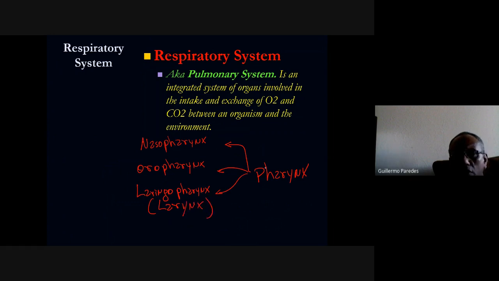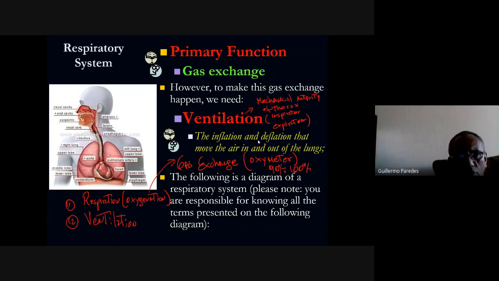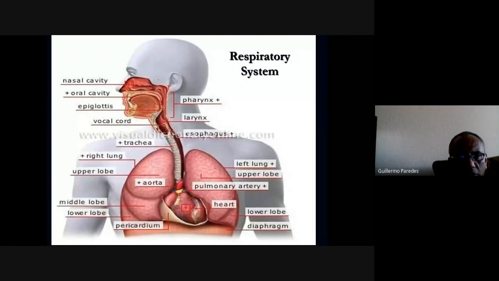The larynx. Okay, all this is the pharynx. When you say pharynx, you're talking about the nasopharynx, the oropharynx, and the larynx. Larynx is the same as saying laryngopharynx. You okay with that? Yes. Okay, so where is the nasopharynx? The nasopharynx goes from the nose up to here to the bottom. This is the nasopharynx. So the nose cavity down to the throat, all this is called throat or pharynx. So that is the nasopharynx.